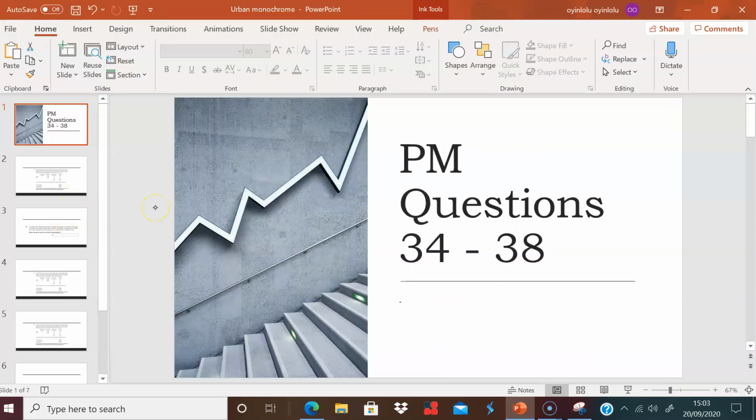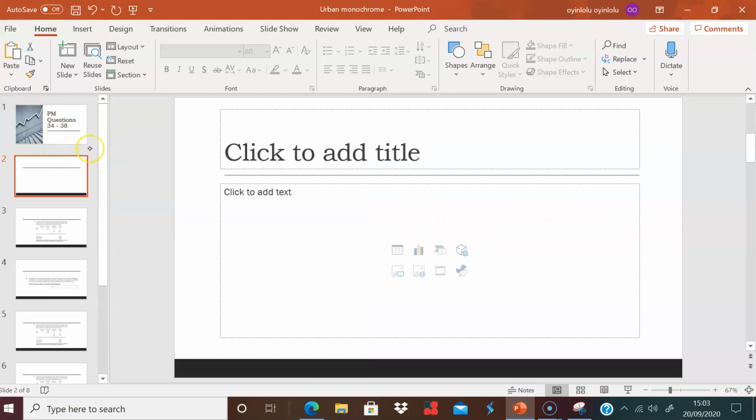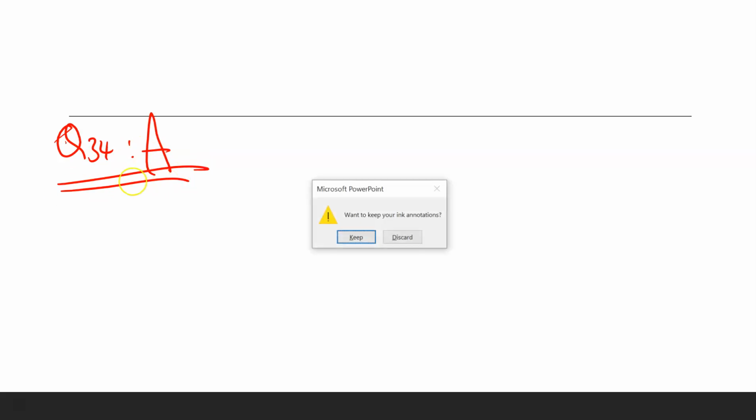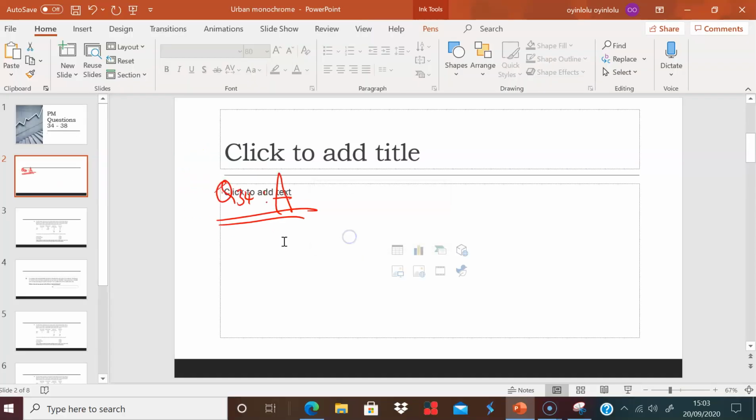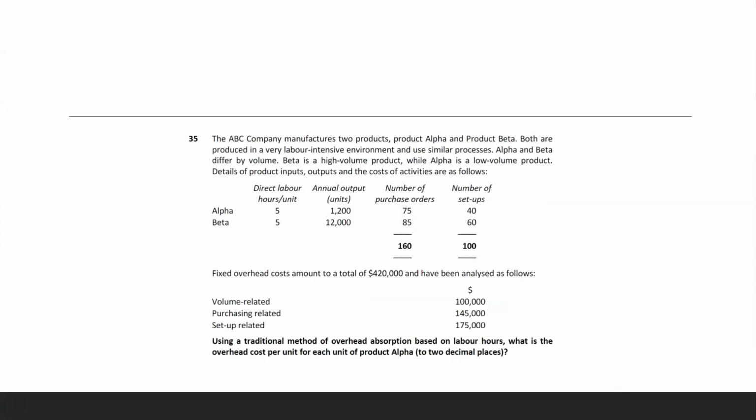Let's just do that, I'll do it here. So question 34 is A. So we have that done. Now let's look at the next one. So 35, thankfully 35 runs through, it's the same information, we just have to work out different costs.